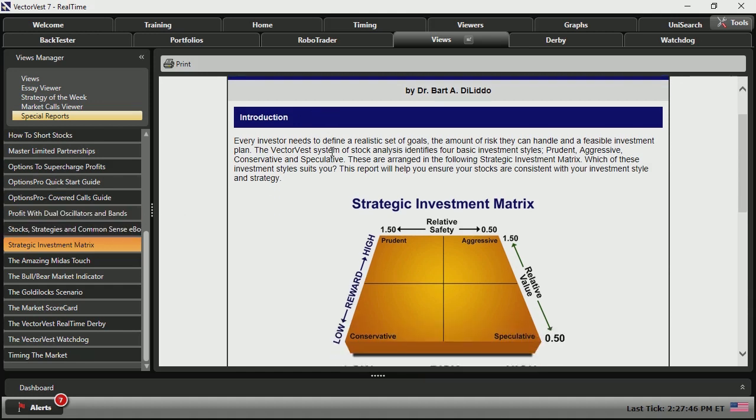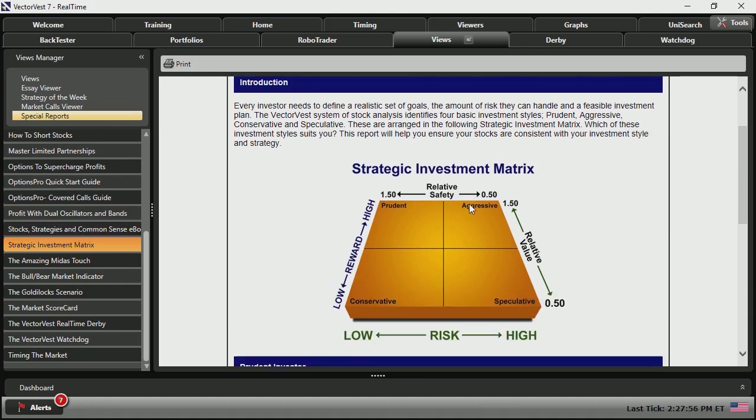If we scroll down, we can see we get four styles of investing: prudent, aggressive, conservative, and speculative. We identify a prudent investor as somebody that's looking for lower risk but still wants that high reward. This would be considered the best of both worlds. So therefore, we'd be favoring stocks with an RS score above 1 as well as an RV score above 1.